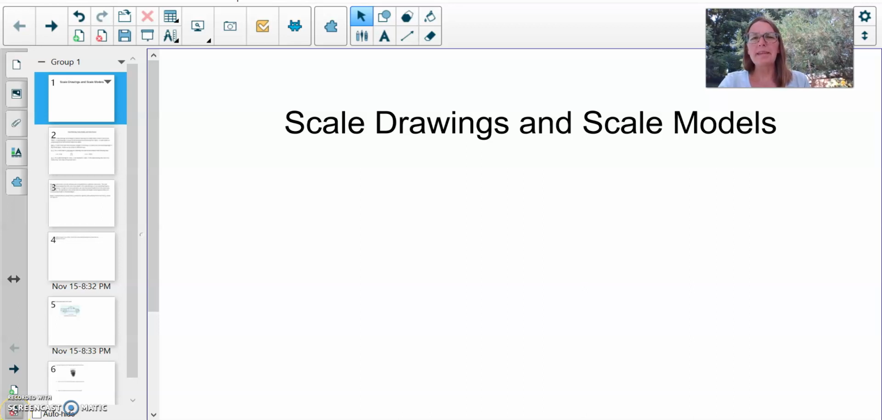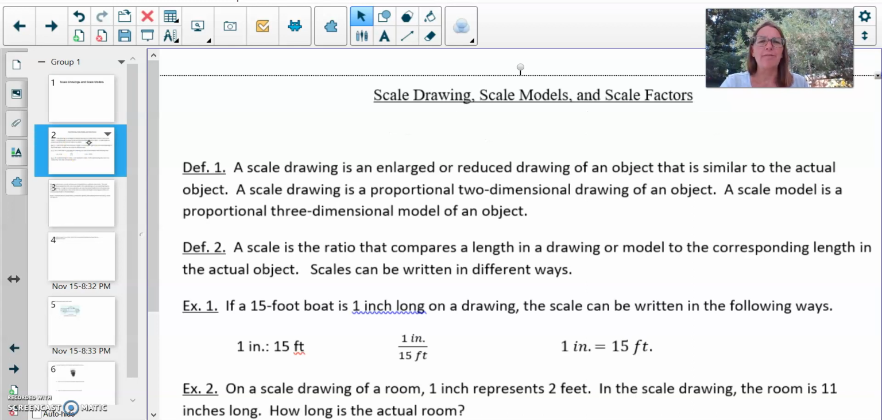Hi everyone. In this video, we're going to look at scale drawings and scale models. Okay, first a definition. A scale drawing is an enlarged or reduced drawing of an object that is similar to the original object. A scale drawing is a proportional two-dimensional drawing of an object. A scale model is a proportional three-dimensional model of an object.